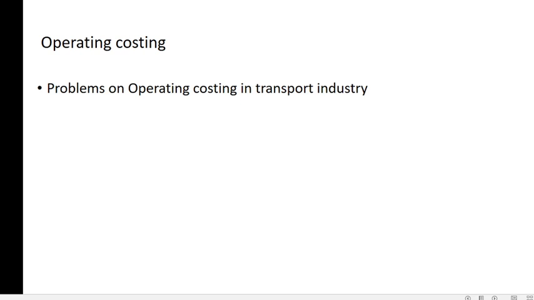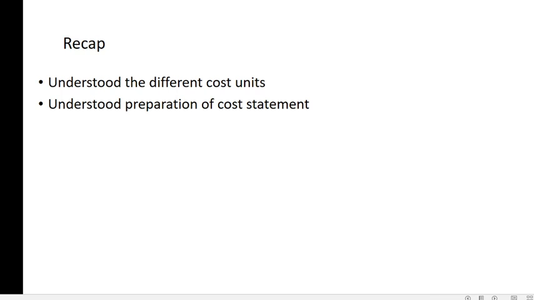In this session of operating costing, we will be looking into problems on operating costing in transport industry. Recap. In the previous session, we have understood the different cost units. We have understood the preparation of cost statement.